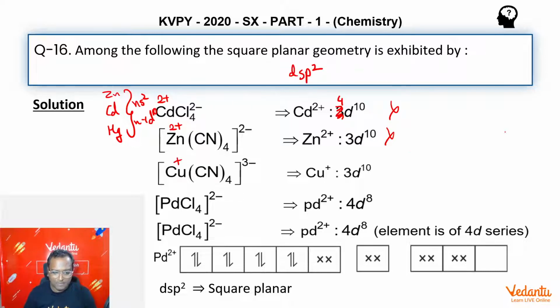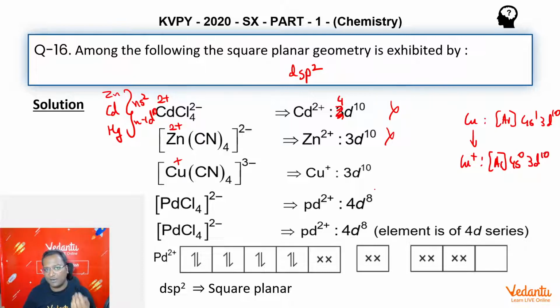Next, we have copper +. So the configuration of copper in the ground state is argon 4s1 3d10, right? Therefore, the electronic configuration of copper + will be argon 4s0 3d10. So again, a d10 configuration cannot be our answer.